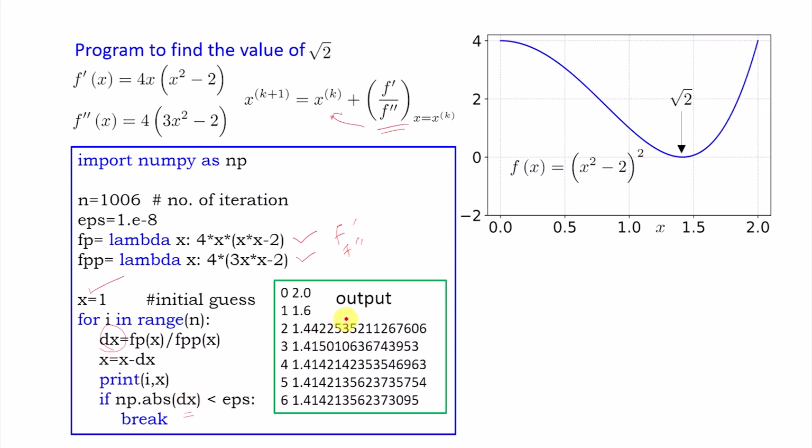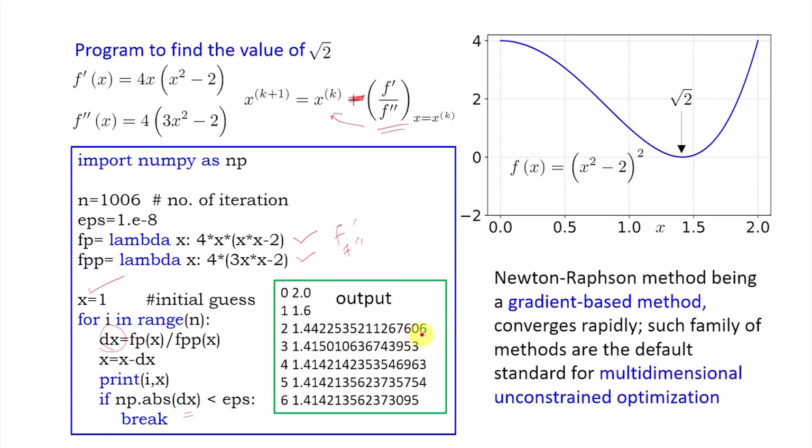The output from this program, as you see, takes up to 6 iterations only to give us a converged result. It's super fast and it takes only a few iterations. Should have a minus here, so you can make this correction to have a minus here. Now you can see how this method works. This is a gradient based method. It converges very rapidly, and this is the default type of method we'll use in multidimensional unconstrained optimization. Not necessarily Newton-Raphson there, but this similar philosophy we'll use there.